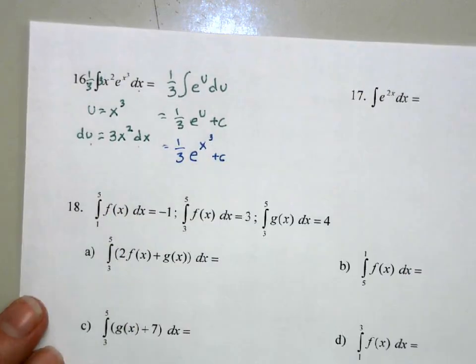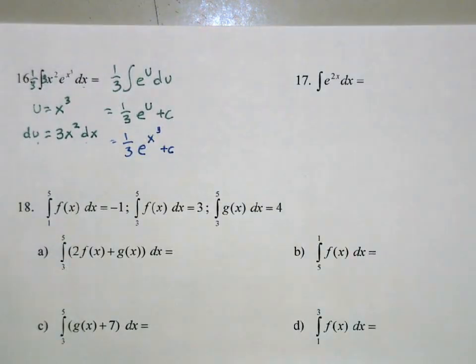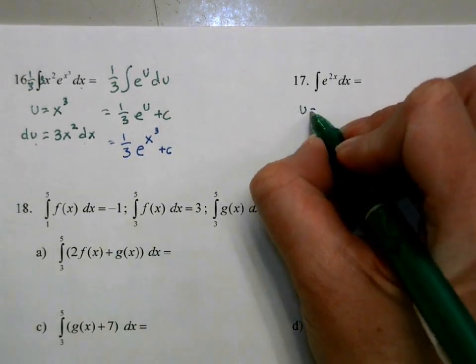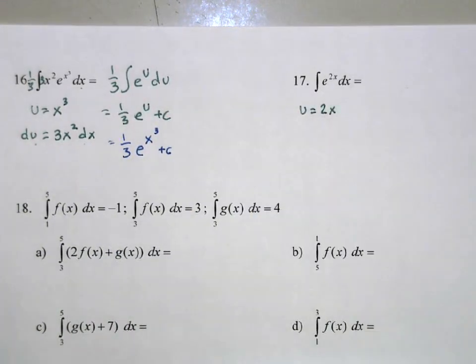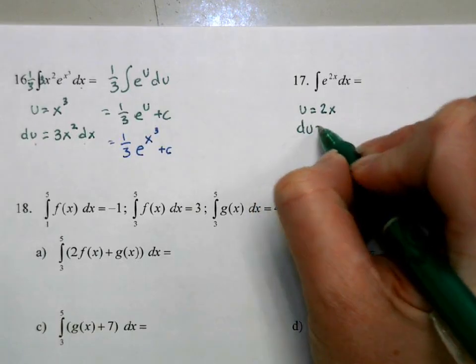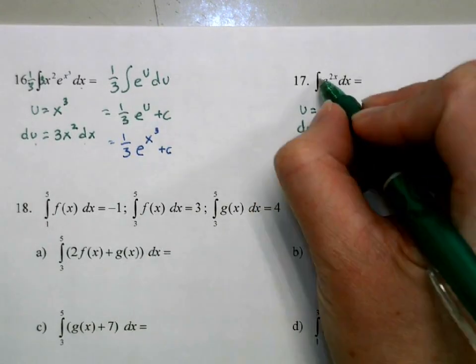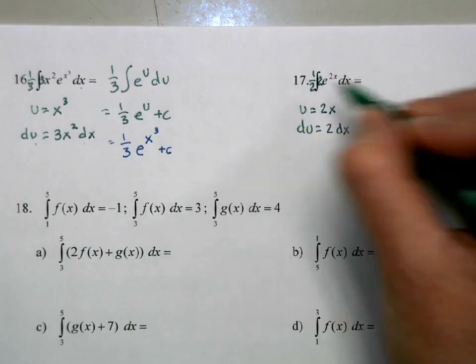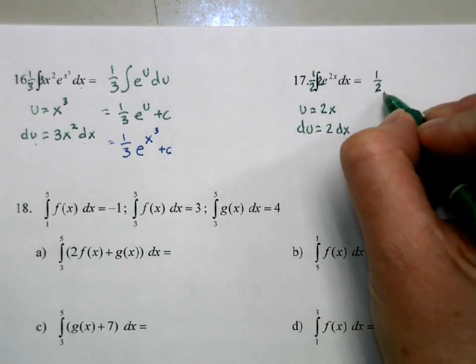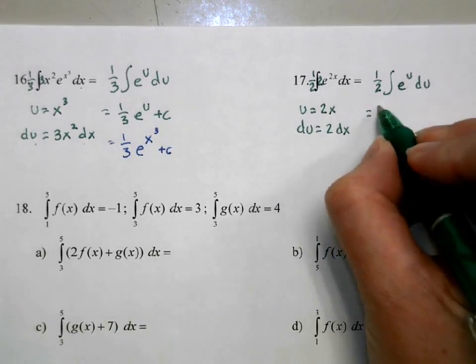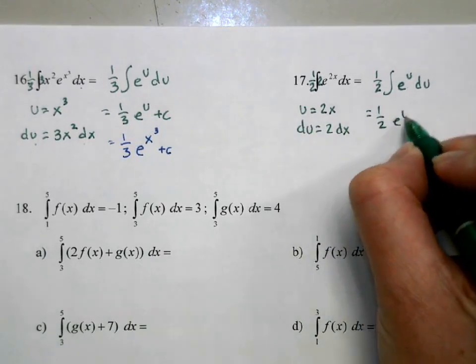17 you might be able to do without a u substitution, but like I said before, it's a nice, easy strategy for us to use. Okay, so I'm going to sneak a 2 with a 1/2. Integral is still e to the u, and then we'll substitute.